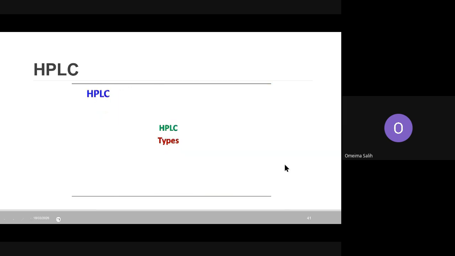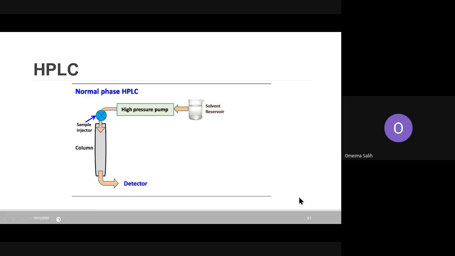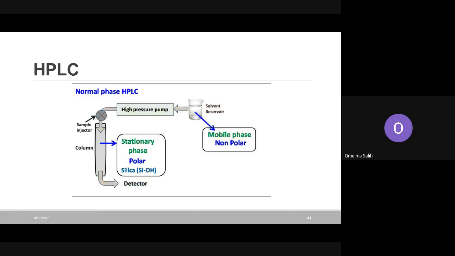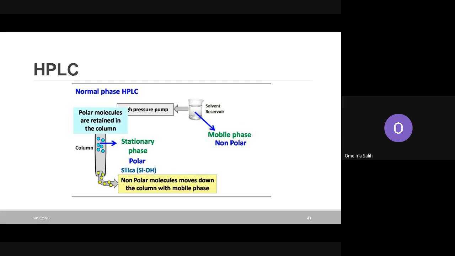Now let's see different types of HPLC. Normal phase HPLC. In this type of HPLC, the stationary phase is polar while the mobile phase is nonpolar. Usually, silica is preferred as a stationary phase as silica has SiOH group, which gives its polar nature. During normal phase HPLC, polar molecules are retained on the stationary phase, while the nonpolar molecules move fast down the column with the mobile phase.